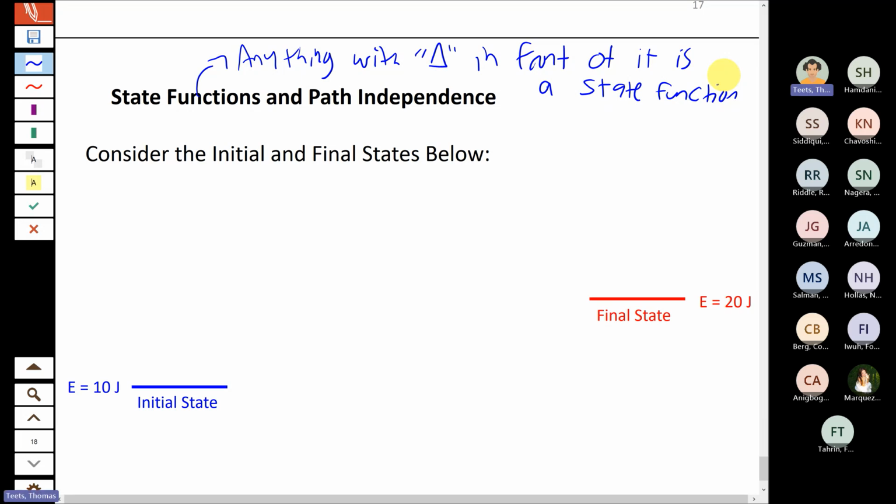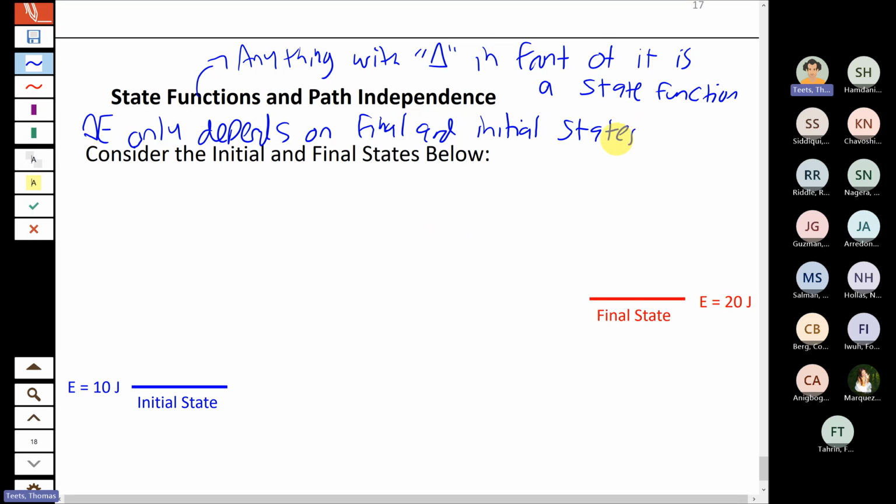So what does it mean to be a state function? What's the significance of that? Delta always means final minus initial. So for any state function, the value only depends on where you start and where you end. It doesn't matter how you get there. Delta E, which is what we're starting with in this chapter, is a state function and only depends on the final and initial states, not how you got there. There's an infinite number of ways to get from one state to another, but delta E just depends on those starting and ending points, not the path you take. That's what we mean by path independence.